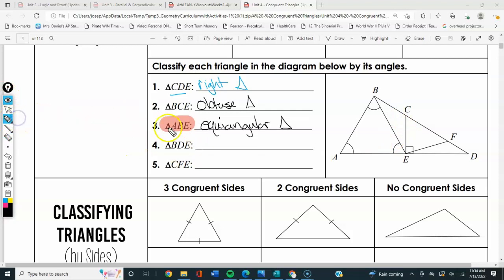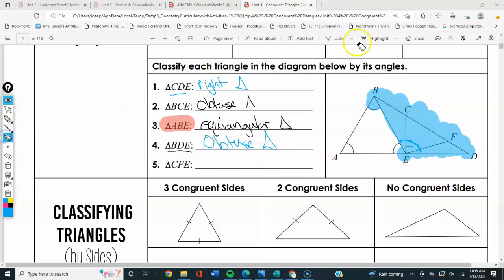Now let's look at BDE. So we have a B, a D, and an E. Now that one is this triangle right here. I look at my biggest angle and it is greater than 90. It is obtuse.